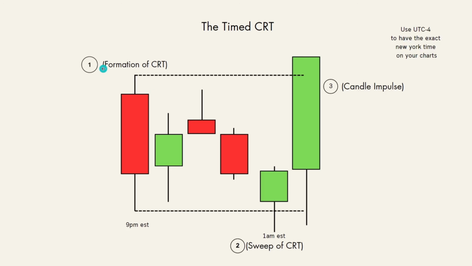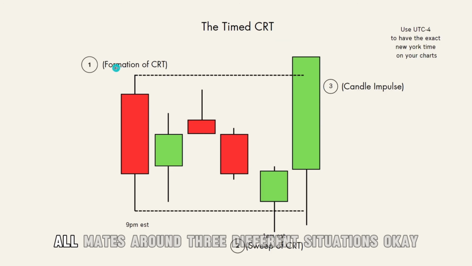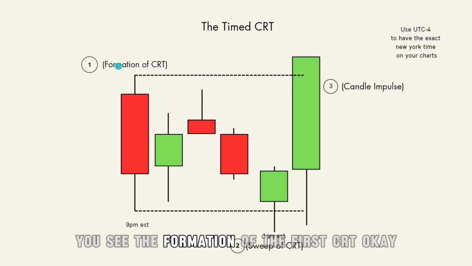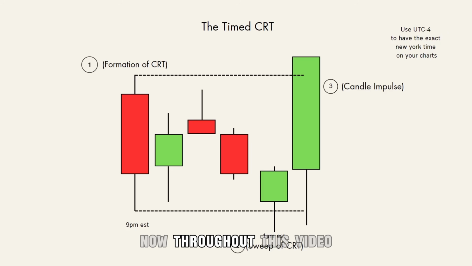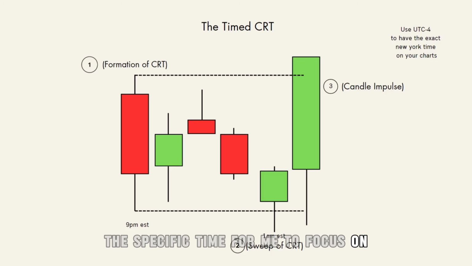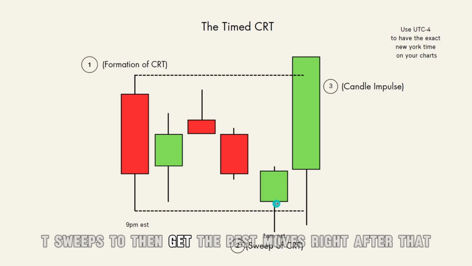Now, the entire model of this time CRT formates around 3 different situations, okay? You first need to situate yourself in a position where you see the formation of the first CRT, okay? Now, throughout this video, I'll show you the specific times to focus on and the specific time frames to focus on to get the highest and most precise CRT models, as well as the highest and most precise CRT sweeps to then get the best moves right after that.